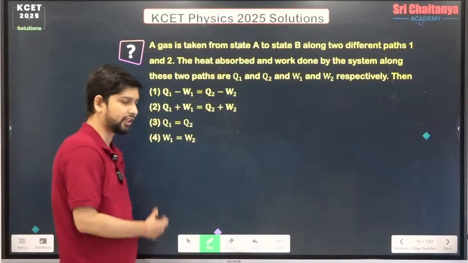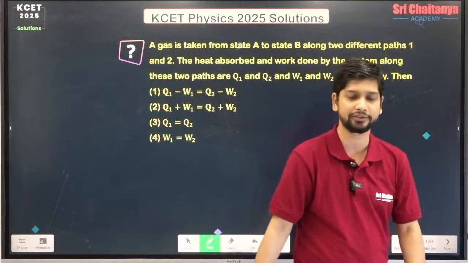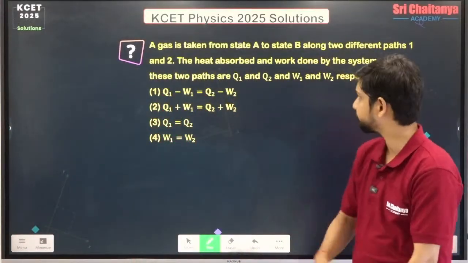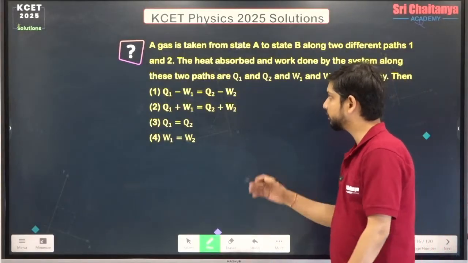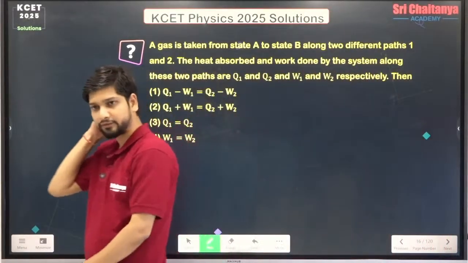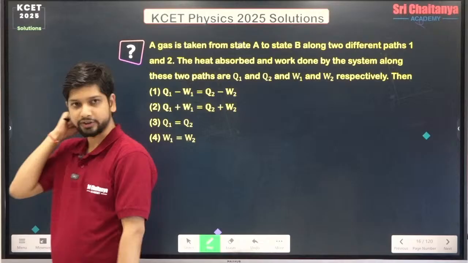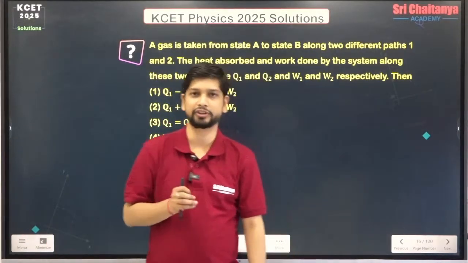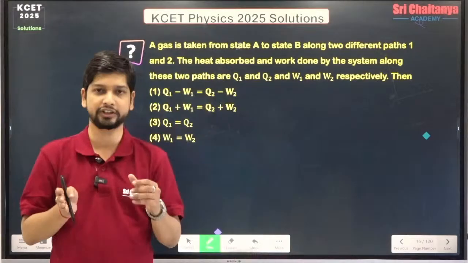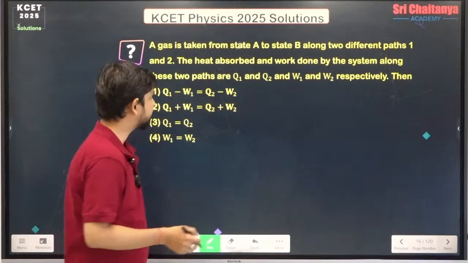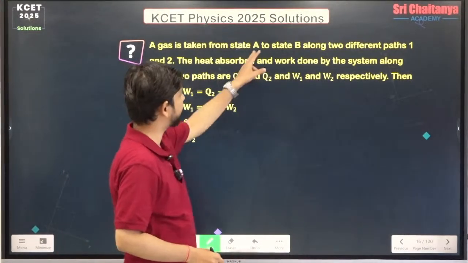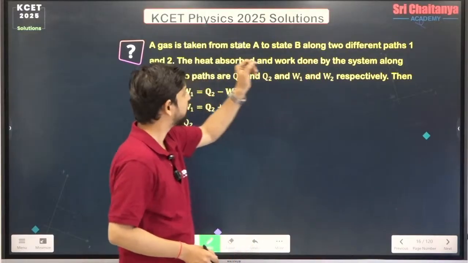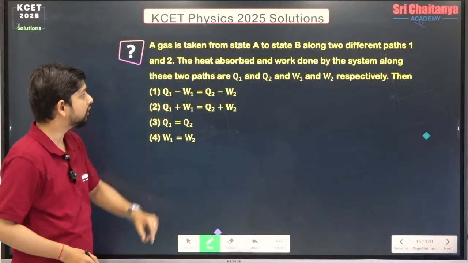Read out this question. It is a very simple question, a conceptual question, as we can say. This question says that a gas is taken from state A to state B. So initial and final state are the same for two parts, part 1 and part 2. So two states are fixed, and the gas is taken from this initial state A to final state B by two parts, part 1 and part 2.